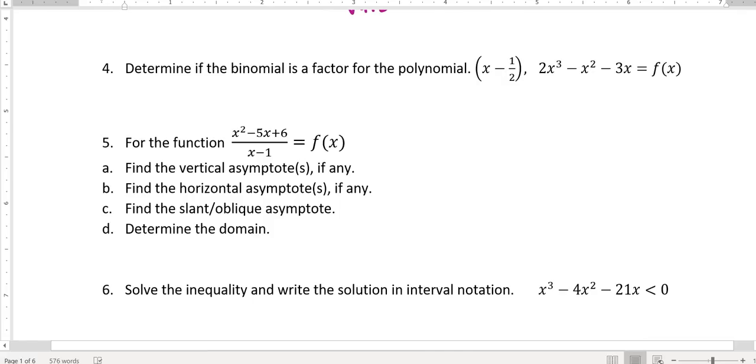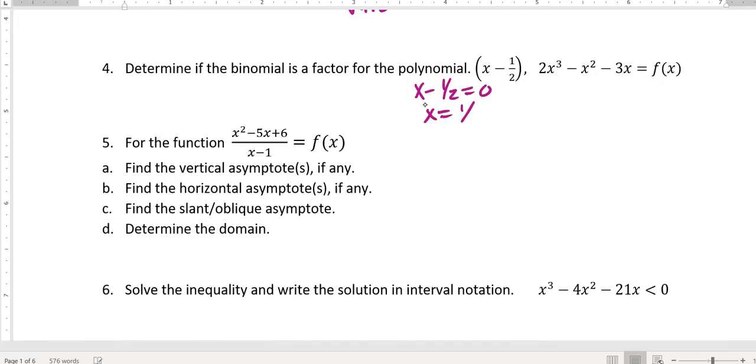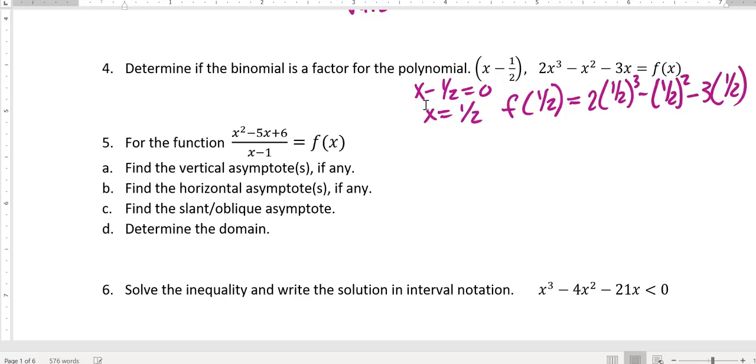Determine if the binomial is a factor for the polynomial. We know that if it is a factor, the root would have to make it equal to 0. So the root here would be, if I set this equal to 0, 1/2. So let's put in 1/2 for our input. When you multiply that out, you'll see it's not equal to 0. Since it's not equal to 0, it is not a factor.